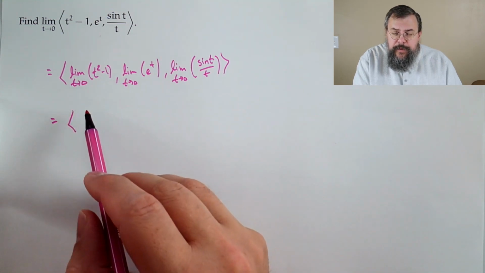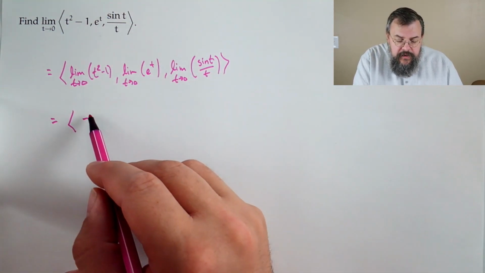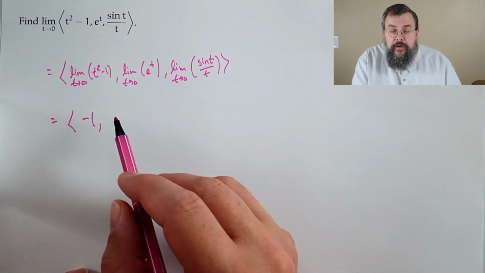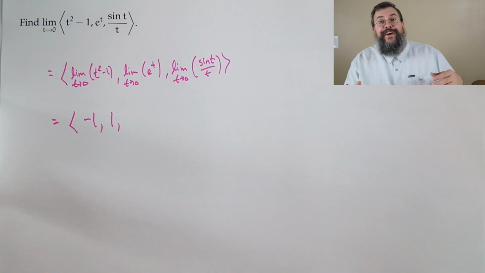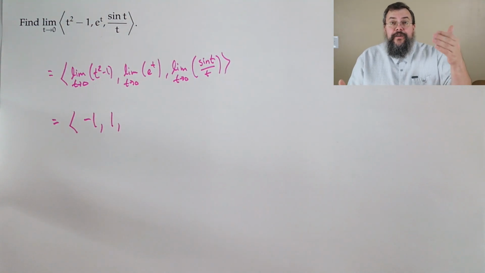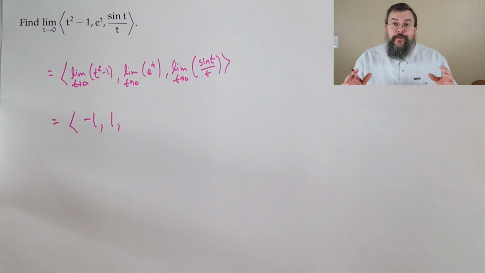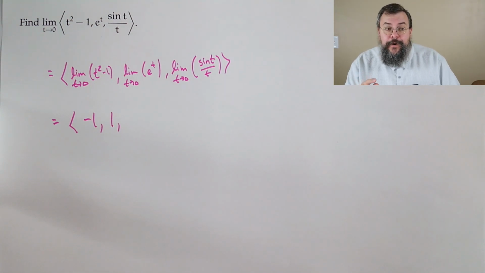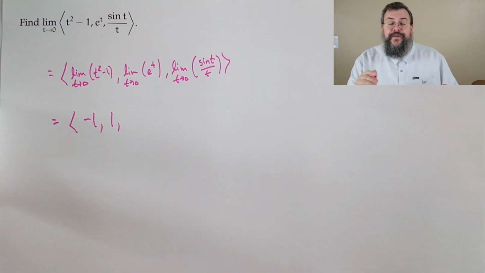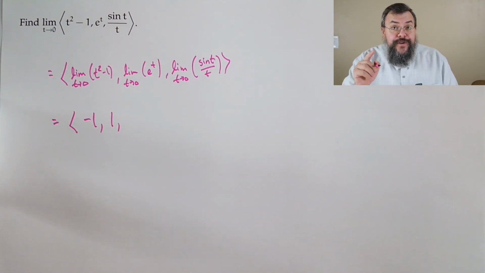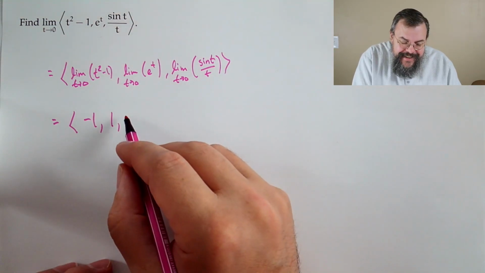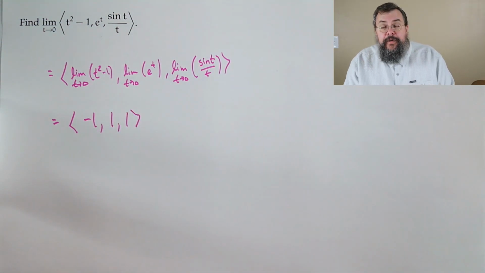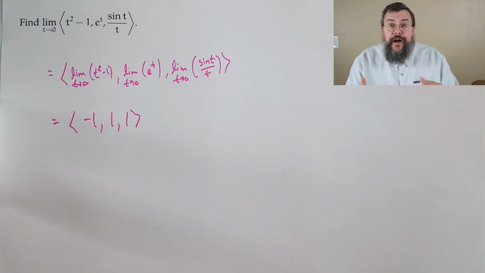So here, t squared minus 1, plug in 0. Easy. E to the t, well, great. Plug in 0 again. 1. Sine t over t, well, you can't plug in 0. I mean, you could, but you get 0 over 0. But sine t over t isn't just any limit. It's a really important one. One that we know the answer to. So sine t over t as t goes to 0 goes to 1.